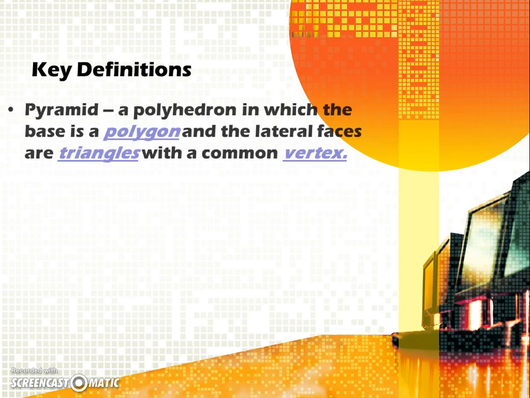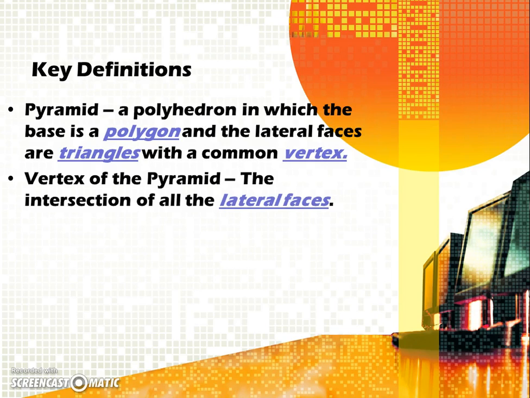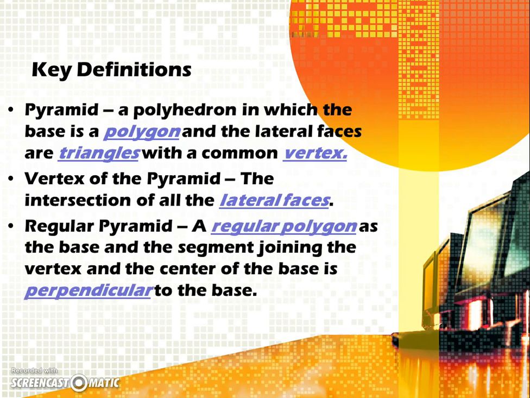Start with some definitions. A pyramid is a polyhedron in which the base is a polygon and the lateral faces are triangles. So unlike a prism, a pyramid only has one base. And instead of parallelograms as sides, now we have triangles as sides. The vertex of the pyramid is where all of the lateral faces, the triangles, meet. They all meet at one point.